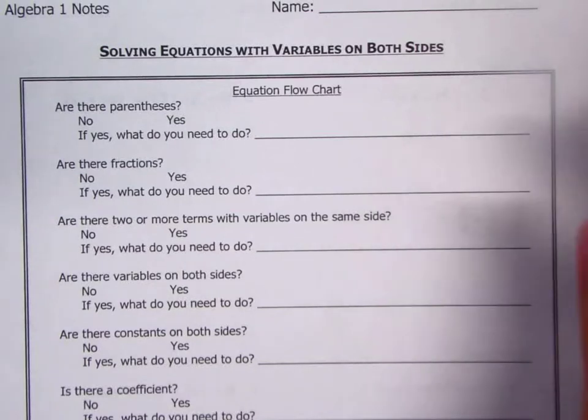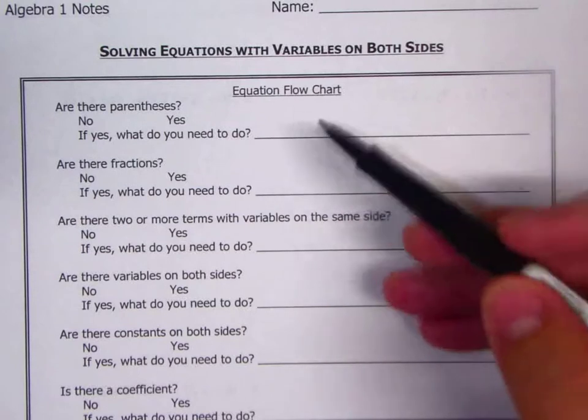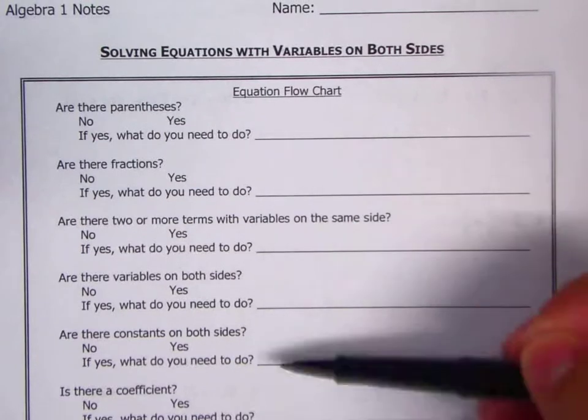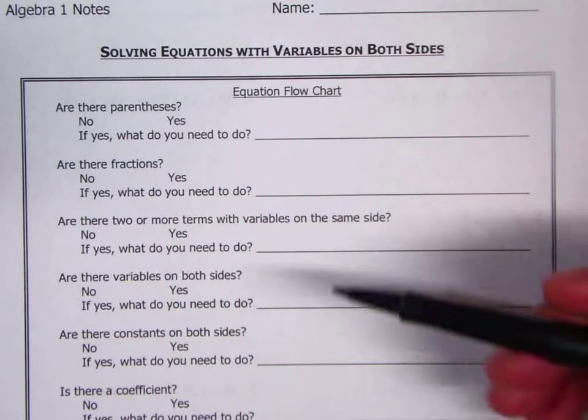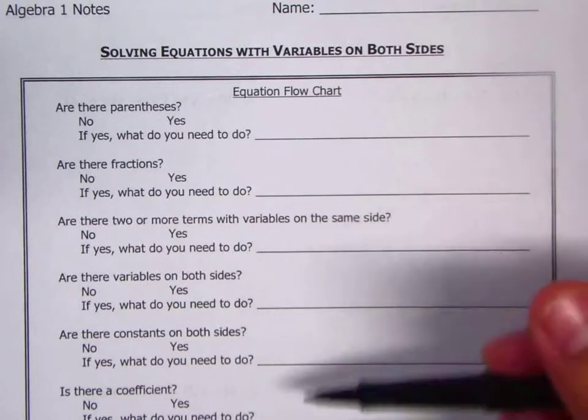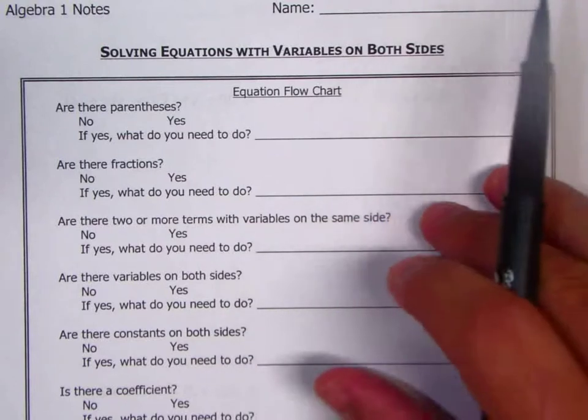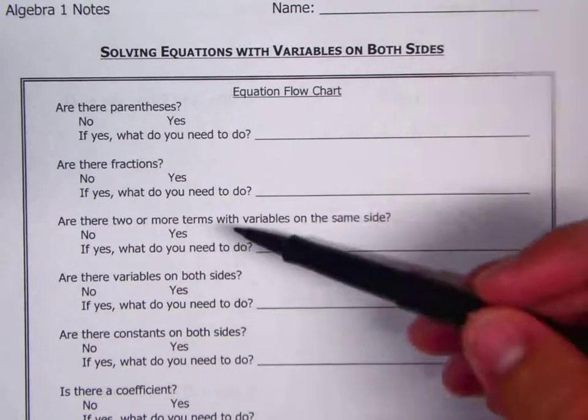Welcome to Cycle 5. This is Cycle 5's notes on solving equations when you have variables on both sides of the equation. Now, there's a little flow chart here. You can go through it. It's more like a checklist to see if you've done everything, but I don't really pay too much attention to this flow chart here. So we're going to scroll down.